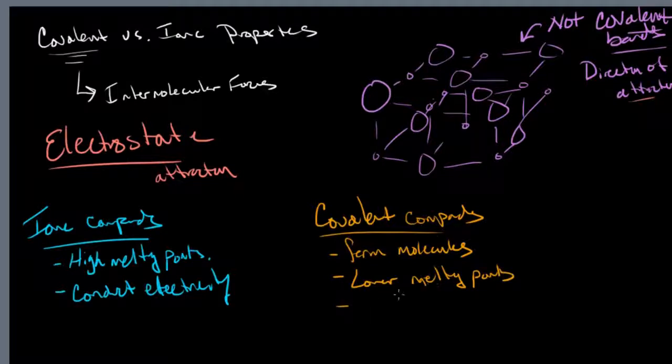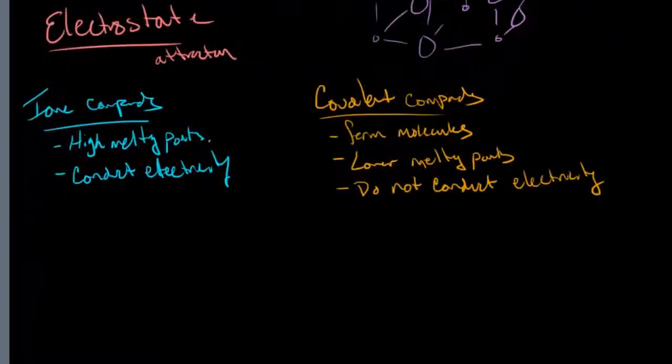Covalent compounds, in contrast, have lower melting points, and they do not conduct electricity. They're called insulators, but you don't need to know that name. Something that doesn't conduct electricity is called an insulator. So that'll do it.